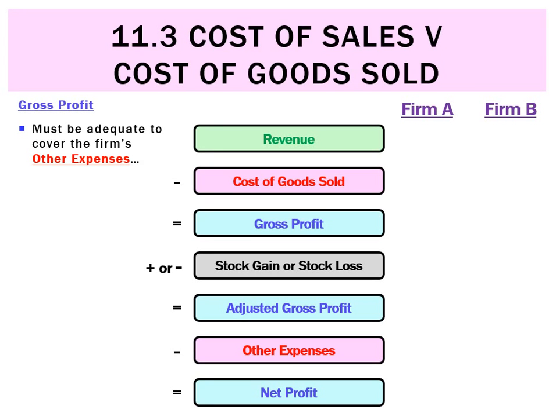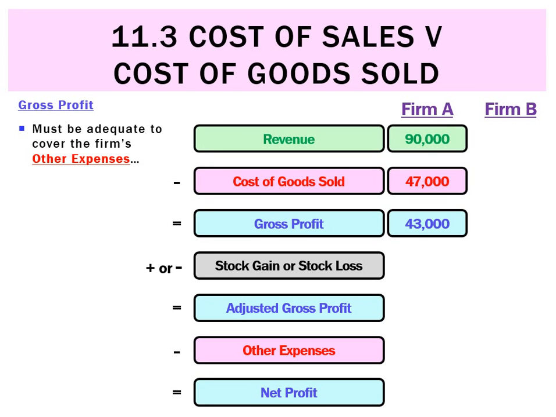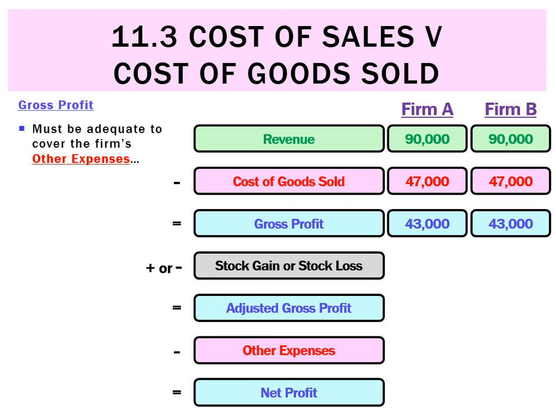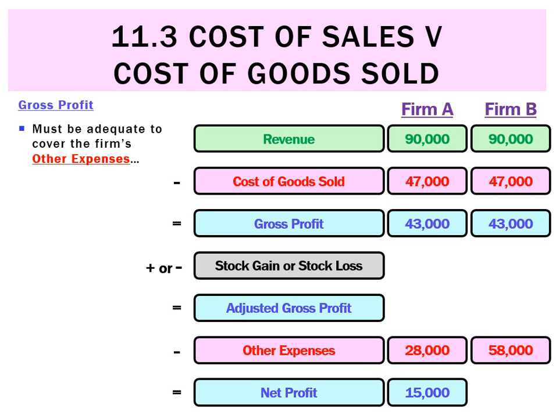Let's just compare two businesses. They both have sales of $90,000, cost of goods sold of $47,000, and a gross profit of $43,000. So at this point, the businesses are basically identical. Let's go to other expenses. Firm A's other expenses are $28,000. That gives us a net profit of $15,000. But Firm B has other expenses of $58,000, which gives it a net loss of $15,000. So basically what we're saying is the gross profit must be big enough to cover the other expenses.